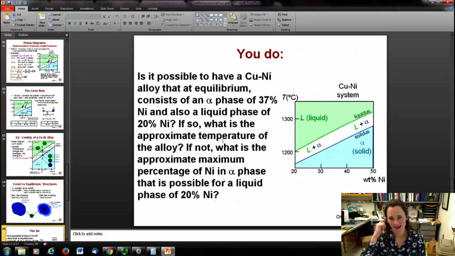Okay. So what kinds of homework questions can possibly be asked about this? All right, here's an example problem. Is it possible to have a copper-nickel alloy that at equilibrium consists of an alpha phase of 37% nickel and also a liquid phase of 20% nickel? And if so, what temperature is that alloy at? And if not, what's the maximum percentage of nickel in the alpha phase that it's possible to have for a liquid phase of 20% nickel? Okay, so here we go.